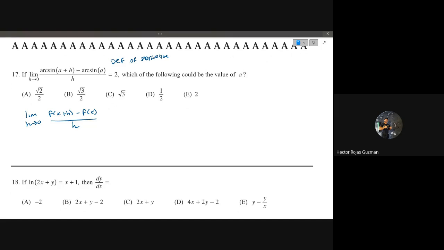So arc sine is the same thing as saying sine inverse. And that right there is my function, arc sine, right? You see it in both. So f of x is sine inverse of x. And if I take my derivative, I get 1 over the square root of 1 minus x squared. And they're telling me what the derivative is equal to. They're saying the derivative, the slope, is 2. So you take your derivative, you make it equal to 2, and you solve for x.